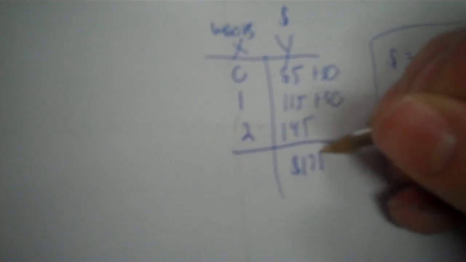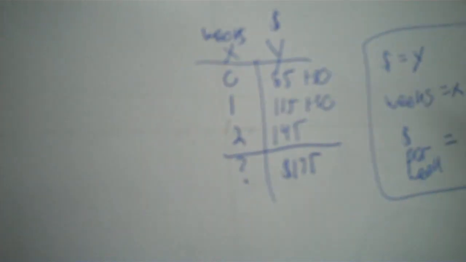So dollars and weeks, 0, 1, 2. You got $85 to start with, and every week you get to add 30. So that takes you to 115, plus 30 is 145. And we need to get to 175. You can do this one of two ways. If you add 30 again, you're at 175. The answer is 3.